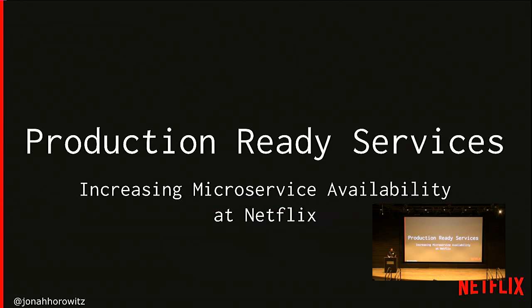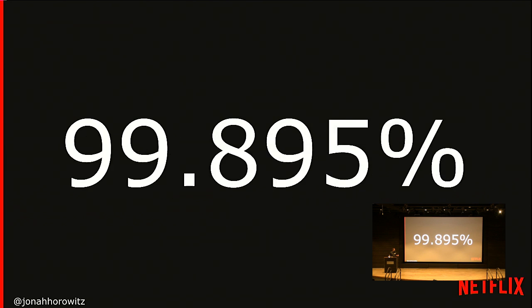Last week, the availability for Netflix was 99.895%. If you were one of our developers and I told you that number, you wouldn't really have any way to take ownership of it. Collectively, the 1,300 developers at Netflix and the services that they've written contributed together to a not awesome, but not terrible availability number.